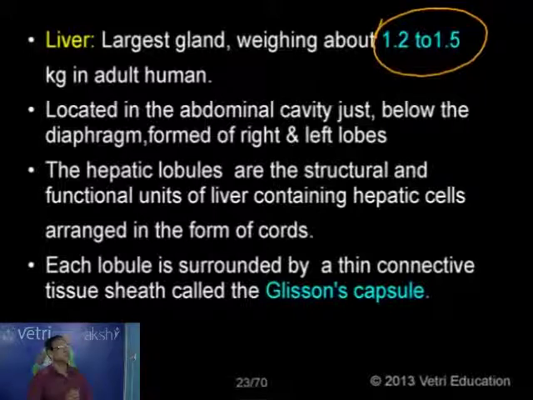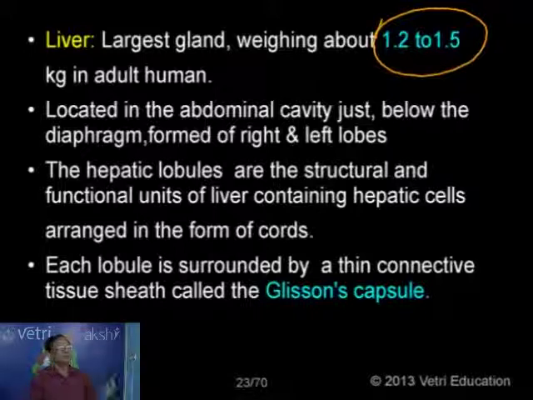That is, unlike the stomach, it is localized on the right side. So on the left side you have the stomach, and on the right side you have the liver, formed just below the diaphragm. It is made up of two lobes, right and left lobes. What are the components of the liver?